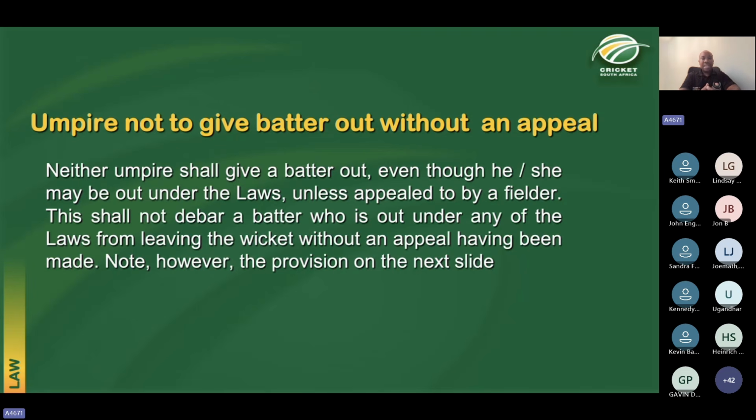We still have honest batters out there who walk when they have nicked the ball, even if it's a faint nick and the wicketkeeper or slip fielder has taken a catch. They do not wait for an umpire to give them out. They leave the wicket immediately, and there the umpire does not have to give the batter out, but they will be out because they have walked.